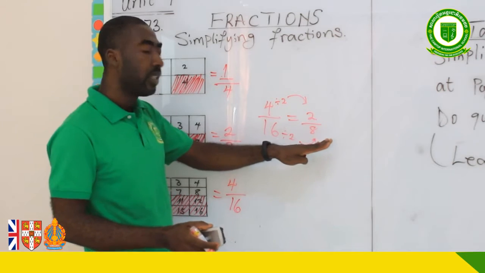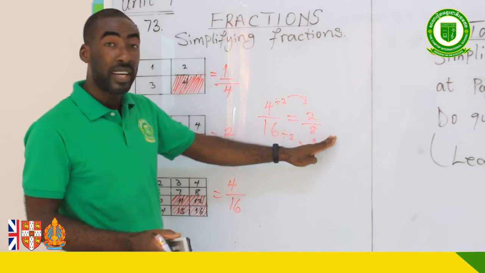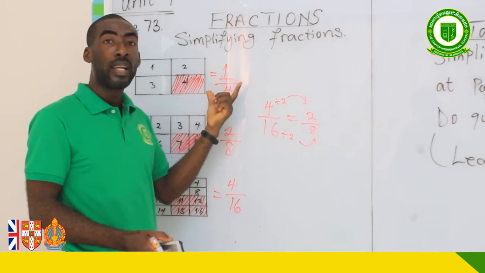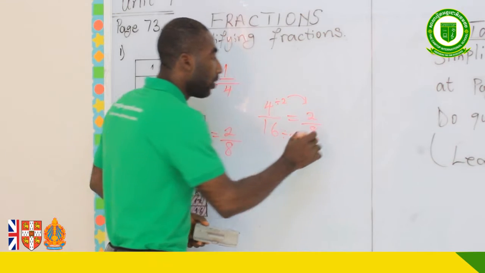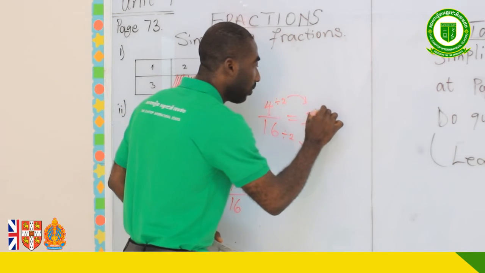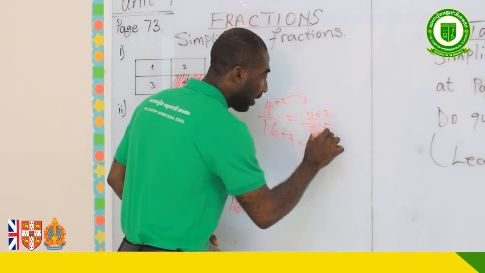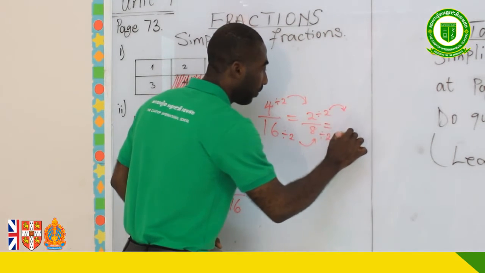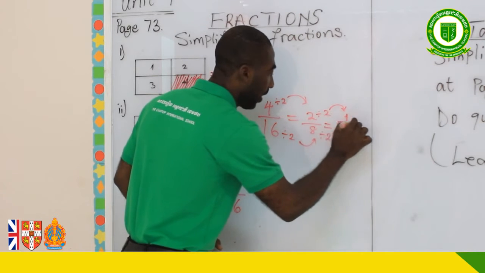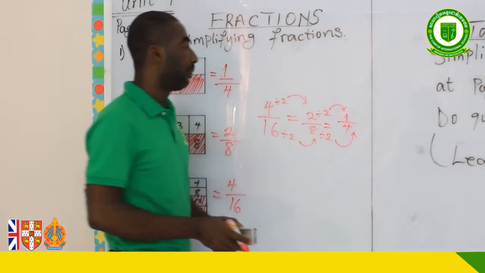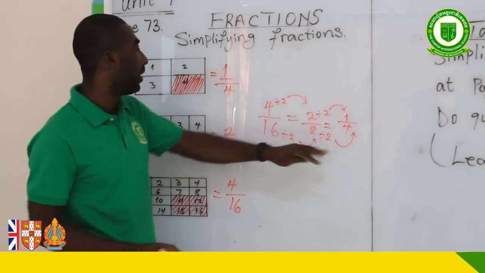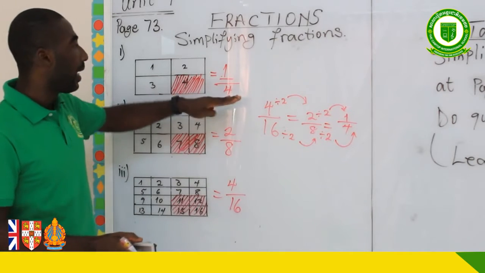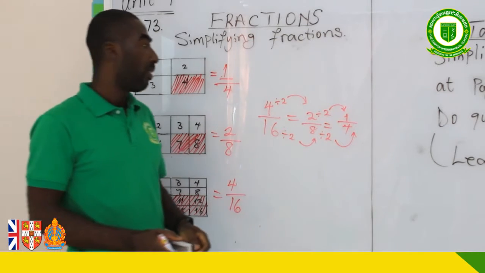Again, we can still reduce or simplify this fraction into a smaller unit so that we will arrive at 1 out of 4. So the same way, we also divide here by 2, and then we divide here by 2. So this will give us different values. This will give us 1 here, and then this is going to give us 4. So if you look at this equation, we have simplified 4 over 16 to 1 over 4.